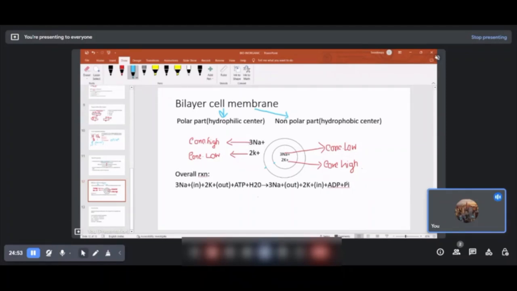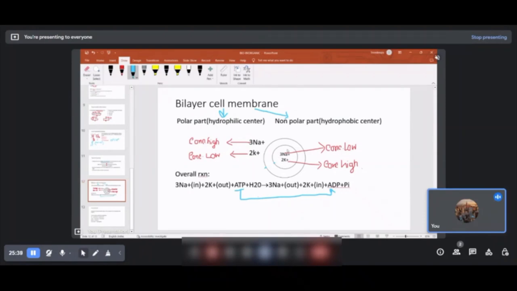This is the overall reaction which is happening here. If the concentration of sodium ion inside this bilayer membrane increases and the concentration of potassium ion decreases, we have to decrease the concentration of sodium ion and increase the concentration of potassium ion. So how will we do it? For doing it, we need energy. ATP will provide this energy along with H2O, and ATP itself gets converted to ADP and inorganic phosphate. So this is the overall reaction that is happening here.